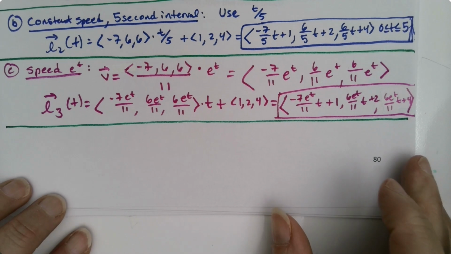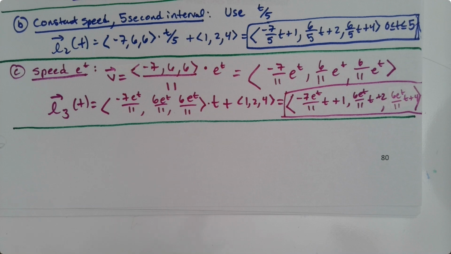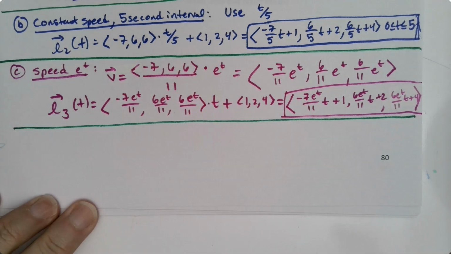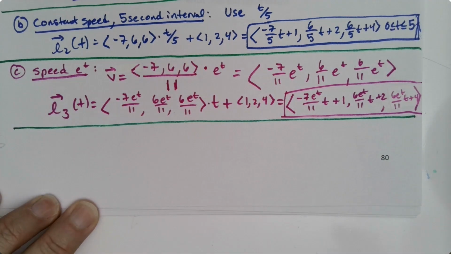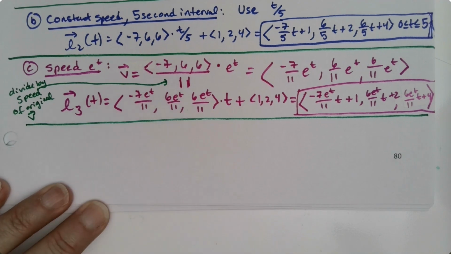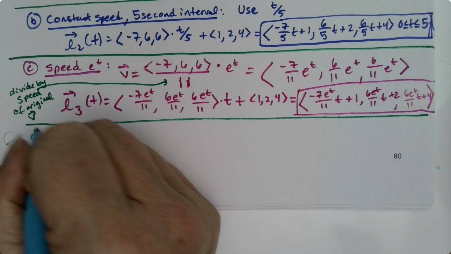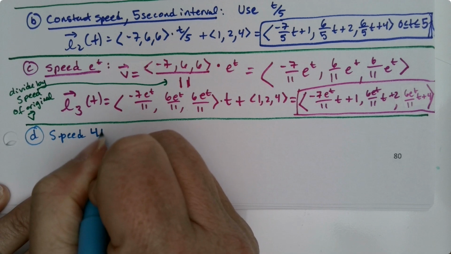All right, so how would I do it for a speed of 4t? Well, it's the same idea, right? We're just going to divide by 11, right? So if you want to see why that is, it's the speed. Maybe I should make a note. There, just to add that in. We're dividing by the speed of the original direction vector. Okay, so we want the speed on this one to be 4t.